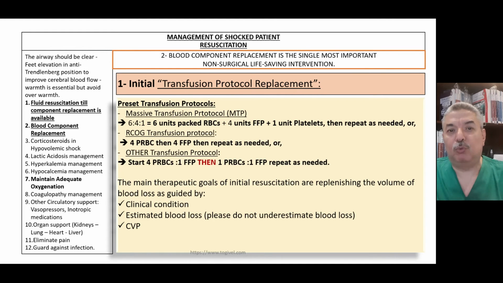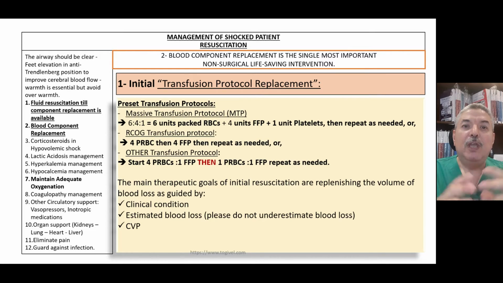We have preset protocols, and we talked about this in the previous lecture. If the patient needs 3 liters or more, we give them as 6-4-1: 6 packed RBCs, 4 fresh frozen plasma, 1 platelet concentrate. If she lost about 2 liters, or you need to replace about 2 liters, give 4 packed RBCs, 4 fresh frozen plasma. If the loss is less than this, I don't need all this volume, then I will give 4 packed RBCs, 1 fresh frozen plasma.